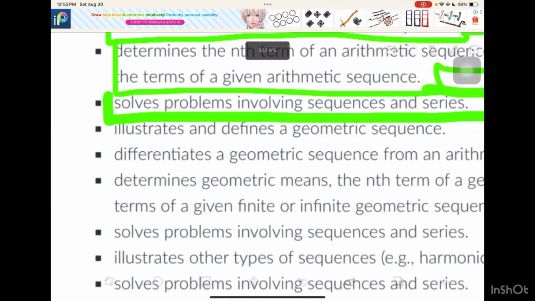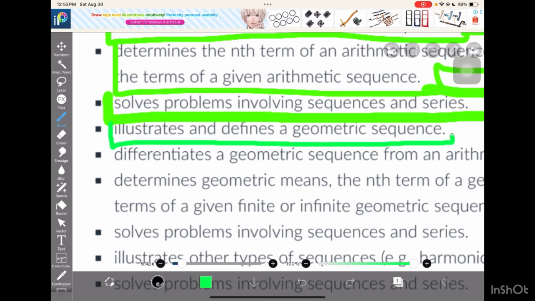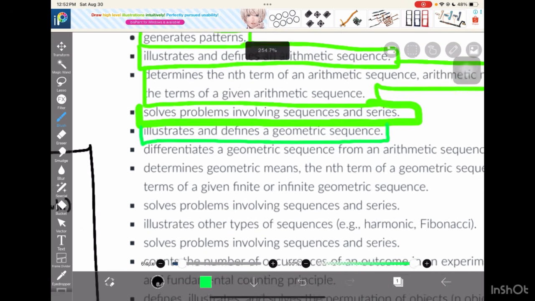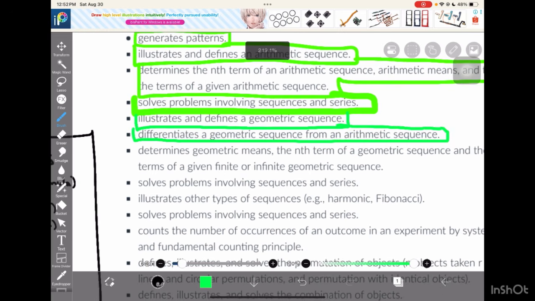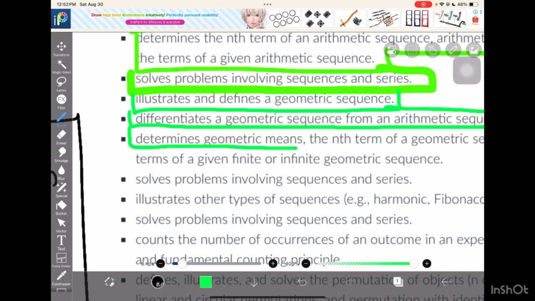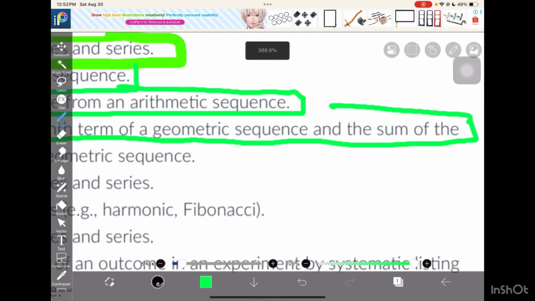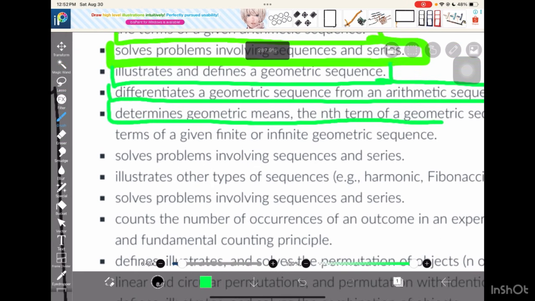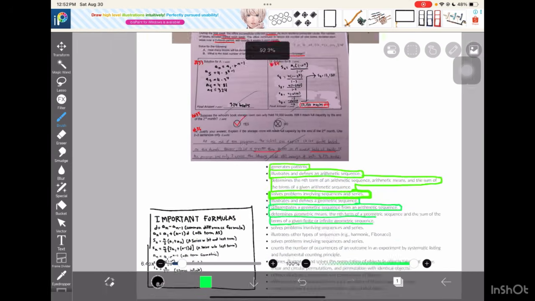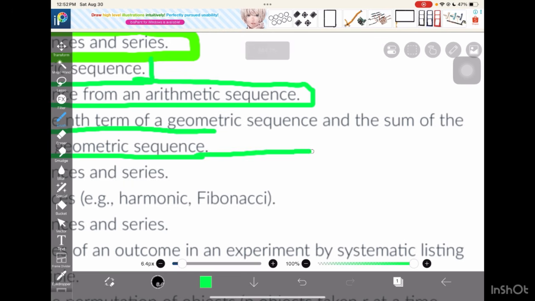So we definitely defined the geometric sequence, that's for sure. We differentiated a geometric sequence from an arithmetic sequence. Yep, I did say that. We had geometric means. We had the nth term of a geometric sequence. We had the sum of those. Geometric terms in a finite or infinite. Yes, we did. So this is finite and this one is infinite. So that's also another check for us.